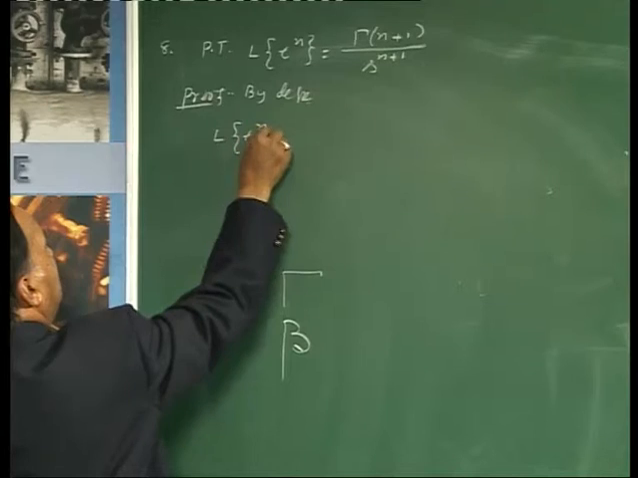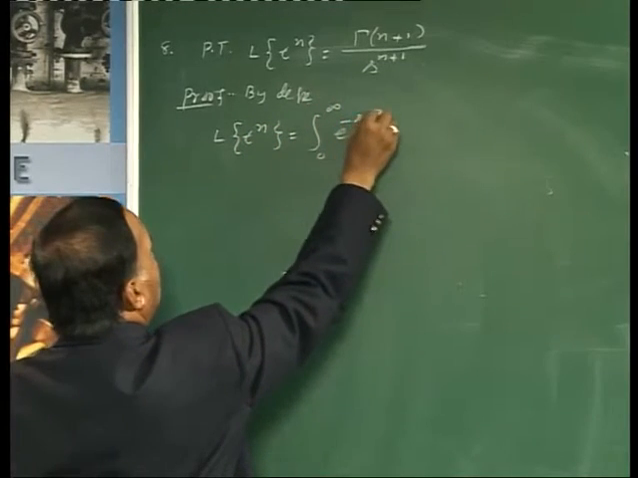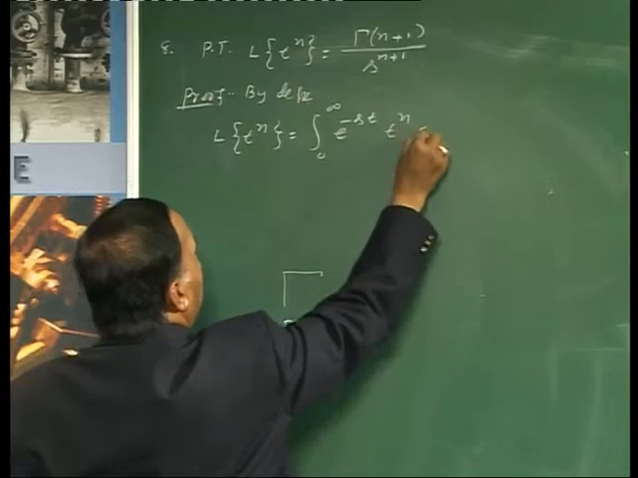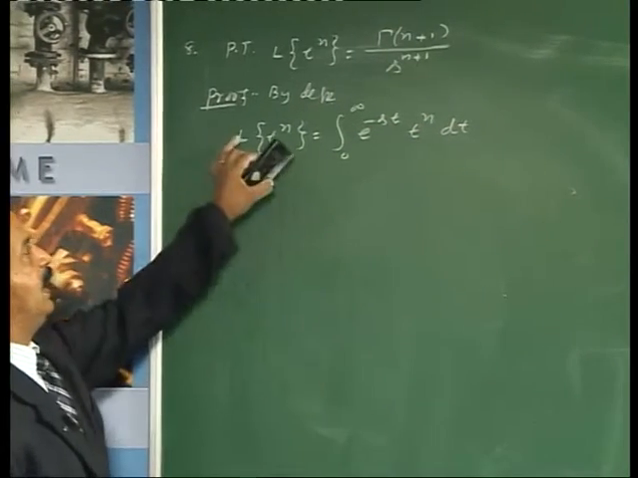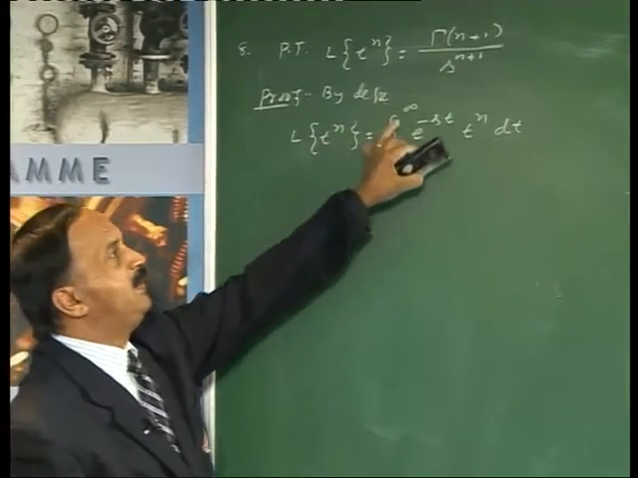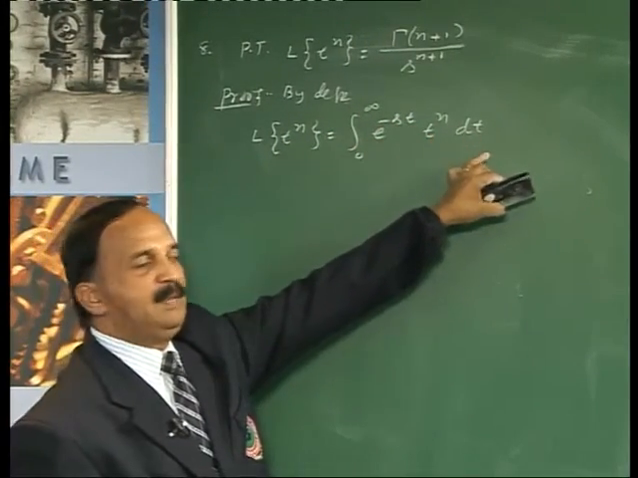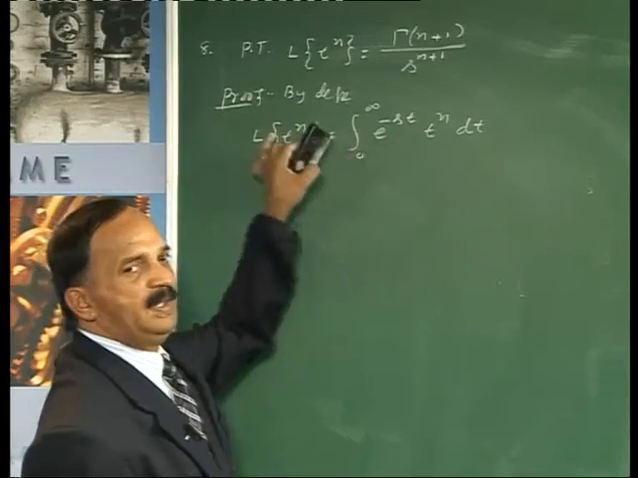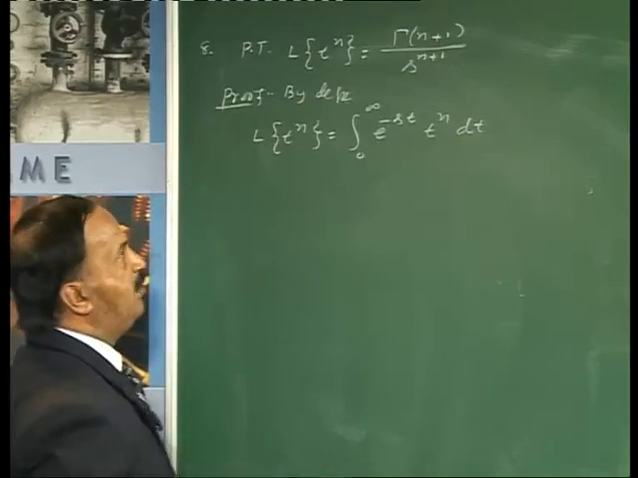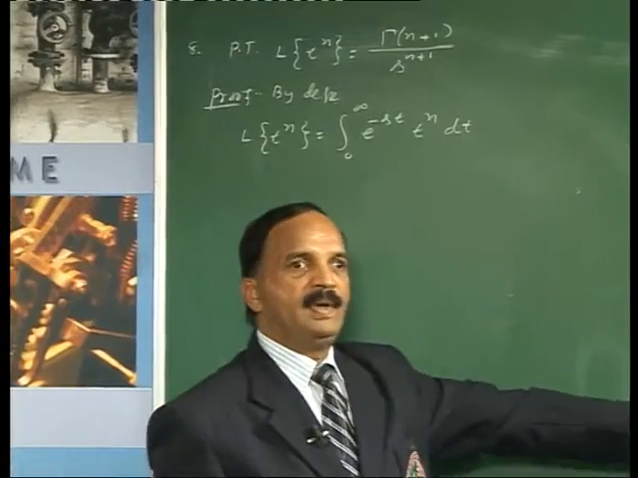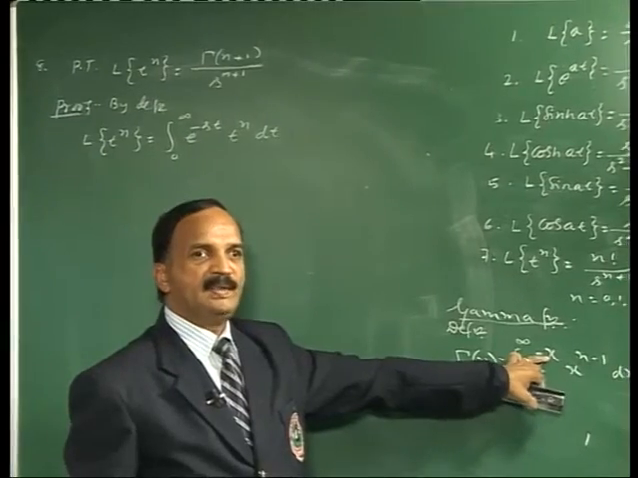L of t to the power of n is equal to the integral from 0 to infinity of e to the power of minus st into t to the power of n dt. So L of f of t equals the integral from 0 to infinity of e to the power of minus st, f of t dt. In place of f of t, you write t to the power of n. Now compare these two. That means put st is equal to x. You will get the answer.